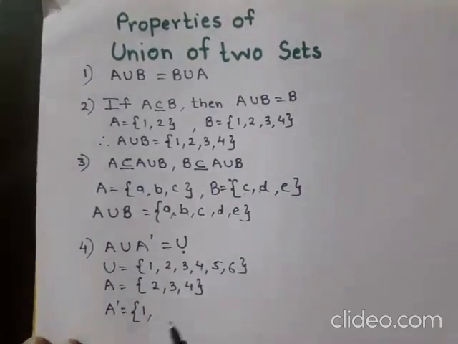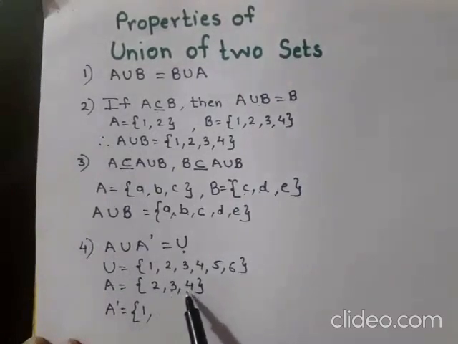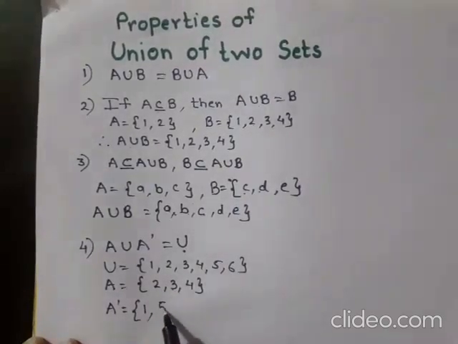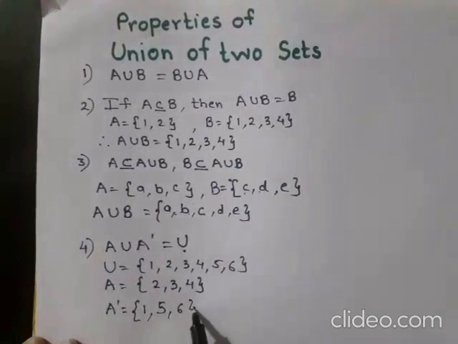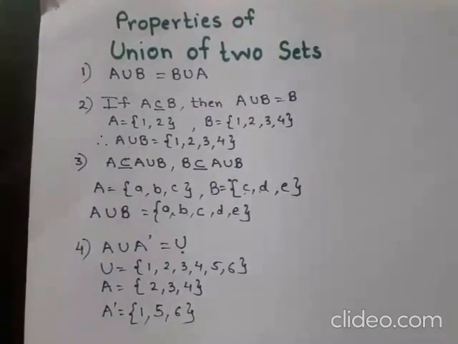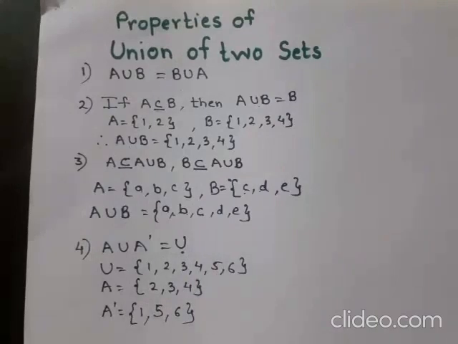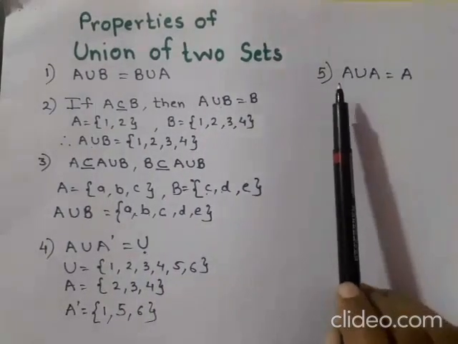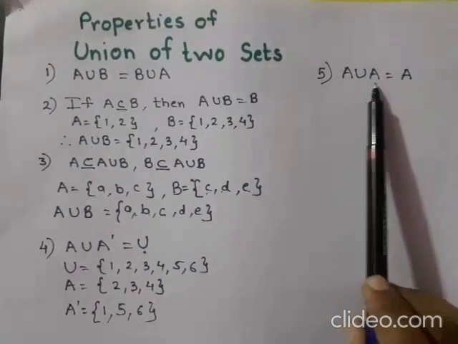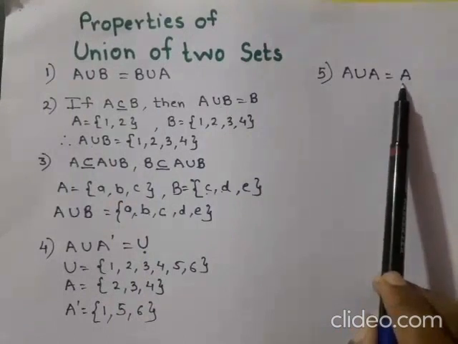1, 2, 3, 4 are here, 5, 6. And if we have to write the set A union complement of A, then we will write all these elements, which will be equal to the universal set. Fifth property, set A union A is equal to set A.